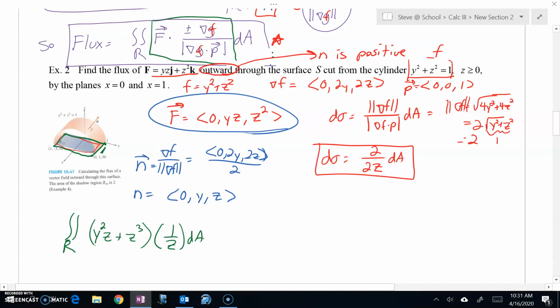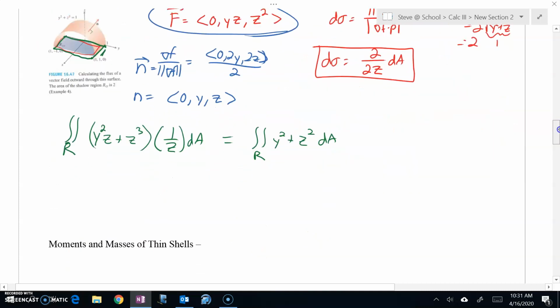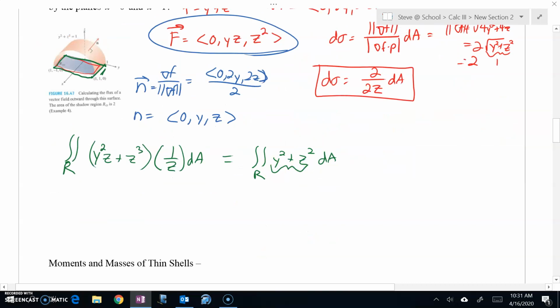So when you do that, the z's will cancel out. So I get the integral over the shadow region of y squared plus z squared dA. And again, since we know that for this surface, y squared plus z squared equals 1, we can just rewrite this as the region over the area. And then over here, if you look at the area, the shadow region goes from 0 to 1 here, and 0 or negative 1 to 1 here. So that area is just 2. So you get 2. So the flux for this problem is just equal to 2.